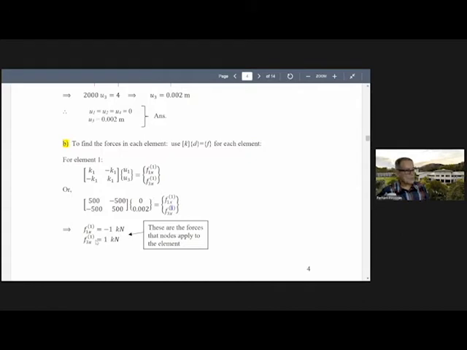Now I would like you to do it for element 2 for me. Do it for element 2, and then we are going to do it for element 3. Apply this formula for element 2. Tell me what the forces in element 2 are. You have 2 minutes. Tell me what you get.